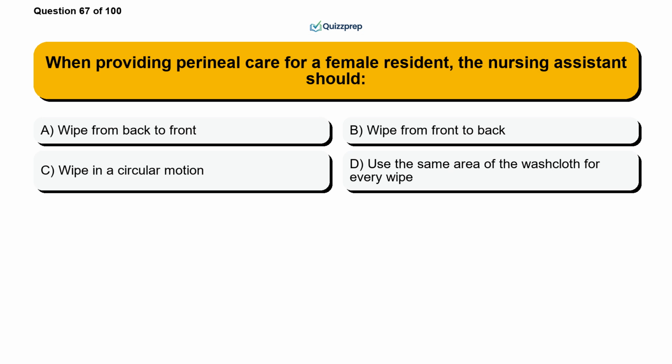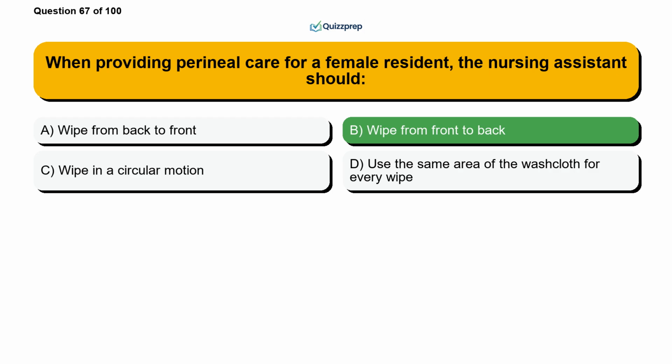Question 67. When providing perineal care for a female resident, the nursing assistant should: Option A, wipe from back to front. Option B, wipe from front to back. Option C, wipe in a circular motion. Option D, use the same area of the washcloth for every wipe. The correct answer is option B, wipe from front to back.